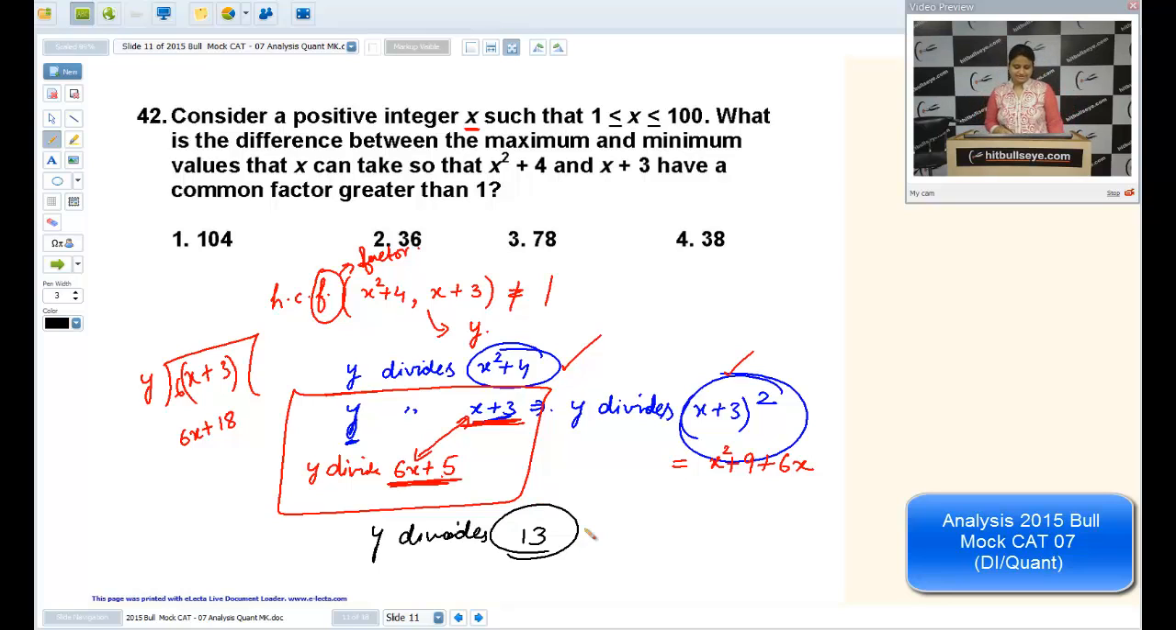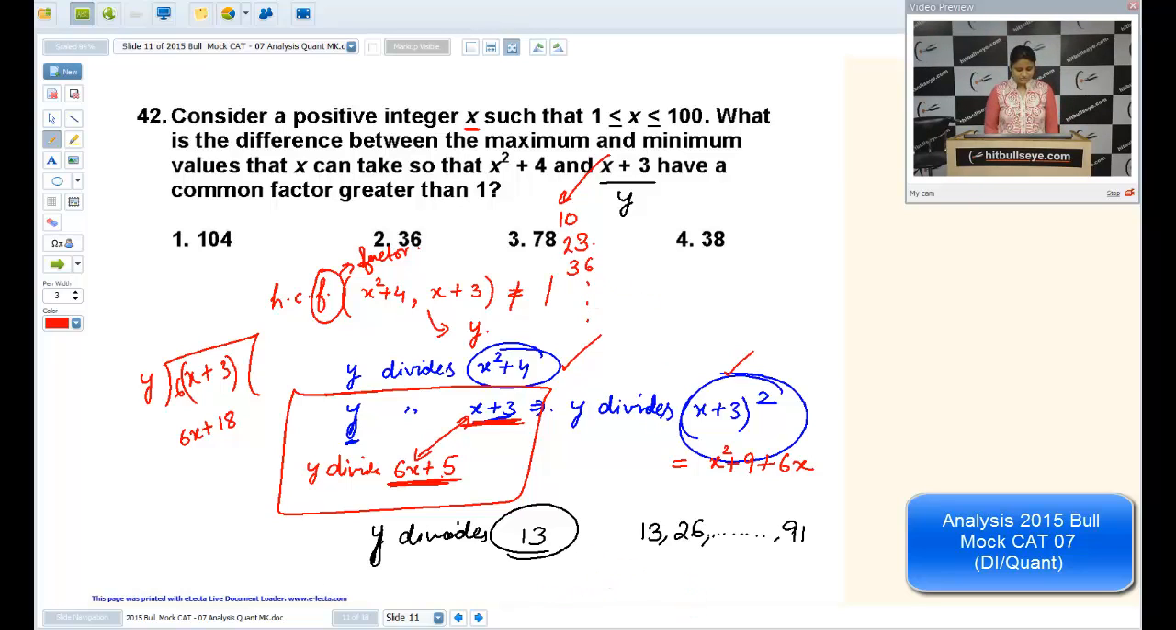Now, here is the thing. If y will divide 13, it means y can take any value which is a multiple of 13. So, it can be 13, it can be 26, we can go up to 91. Accordingly, we will take the value of x. Now, y was dividing x plus 3 and y is dividing 13 as well. So, x can take either 10, you can add 13 to that, x can take 23, x can take 36 and so on. Now you can calculate all the values in this range.